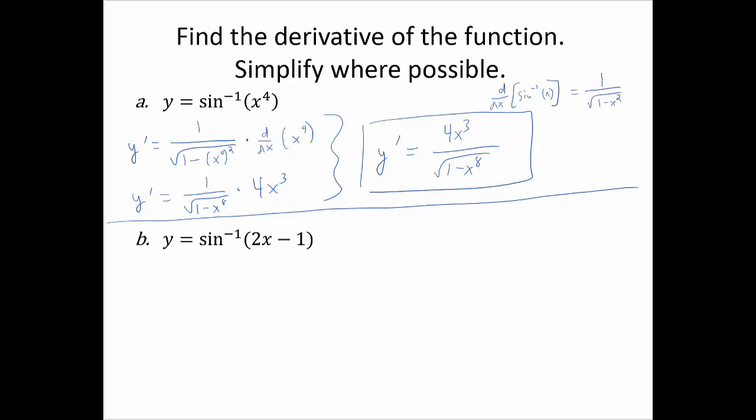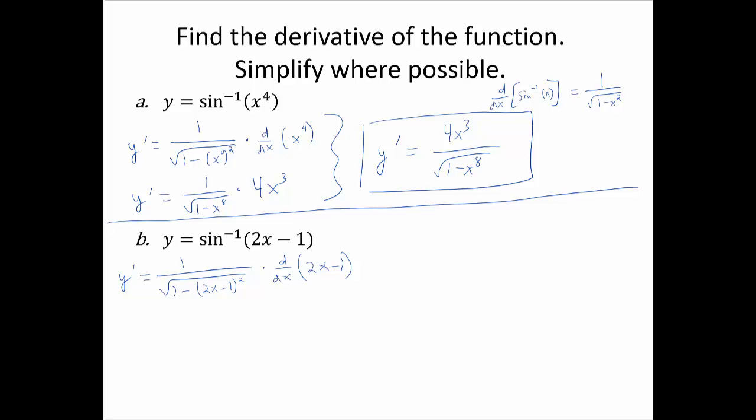Alright, exercise B, we have y is sine inverse of 2x minus 1. And we're again asked to differentiate or find the derivative. So using a similar idea, I'd have then that y prime is equal to 1 over the square root of 1 minus quantity 2x minus 1 squared. And then I'd have the derivative with respect to x of 2x minus 1 from the chain rule.